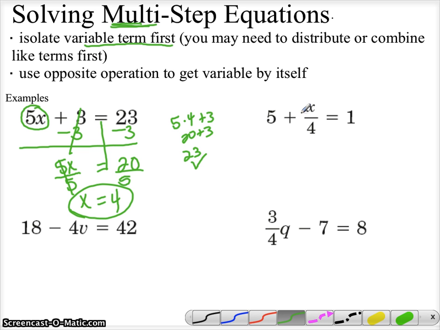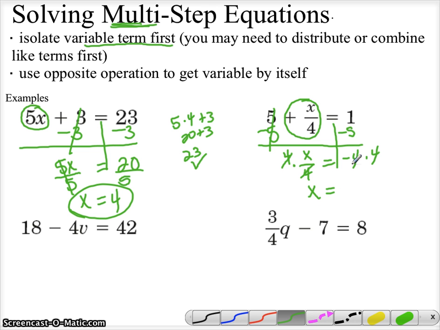Okay, the second example, here's your variable term. Notice how I include that sign in it. You want to make sure you do that. So we want to get rid of a 5. That's a positive 5 because there's nothing in front of it. So subtract 5 from both sides. 5 minus 5 is 0, so x divided by 4. 1 minus 5 is negative 4. x divided by 4, the opposite of dividing is to multiply by 4.